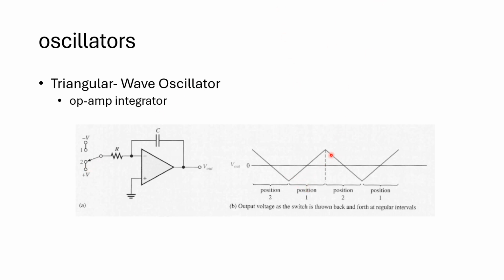Okay, so this is your position 1, this is your position 2, this is your position 1, and so on. So by alternating, if the switch is being thrown back and forth at a fixed interval, therefore we will be getting an output which is a triangular wave consisting of alternating positive going and negative going ramps. So this is one way of producing triangular wave.